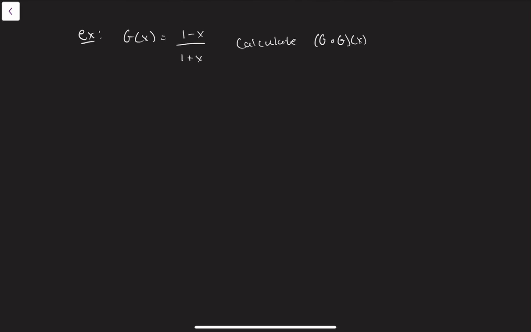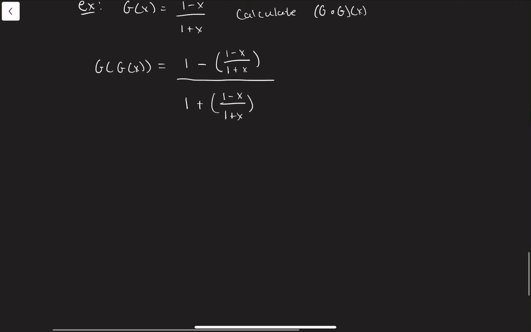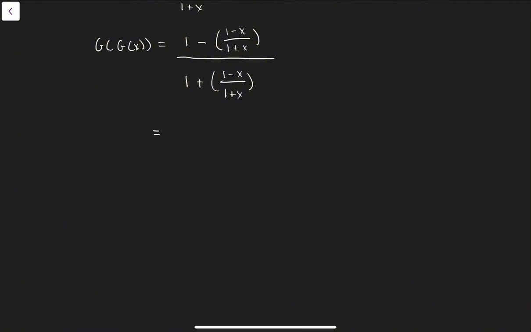So what does this look like? Well, that is equivalent to g of g of x, which is equal to 1 minus g of x, because we're just plugging in the function wherever we see an x. And we have 1 plus g of x, so 1 minus x over 1 plus x, and 1 plus 1 minus x over 1 plus x. Not that bad. We just need to simplify this. It turns out this is very easy to simplify. On the numerator, we're going to pull everything under one common denominator: 1 plus x minus 1 minus x, all under 1 plus x.